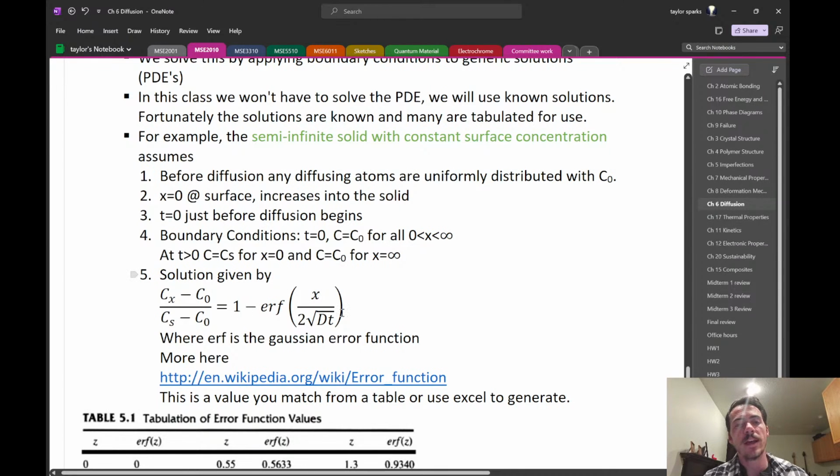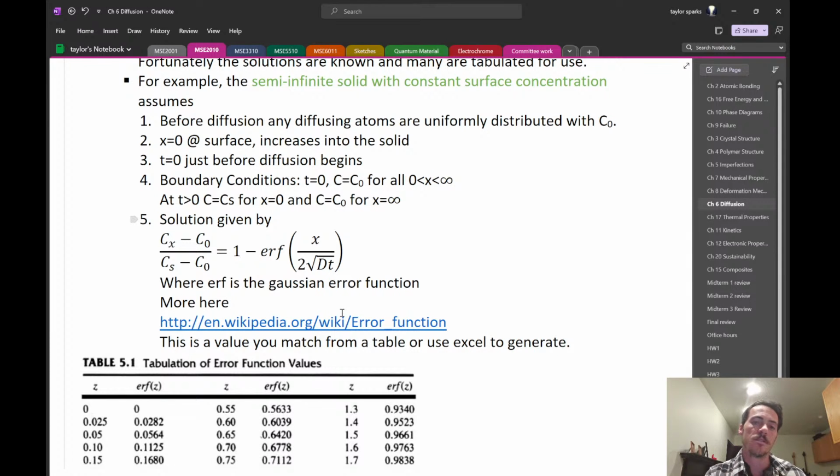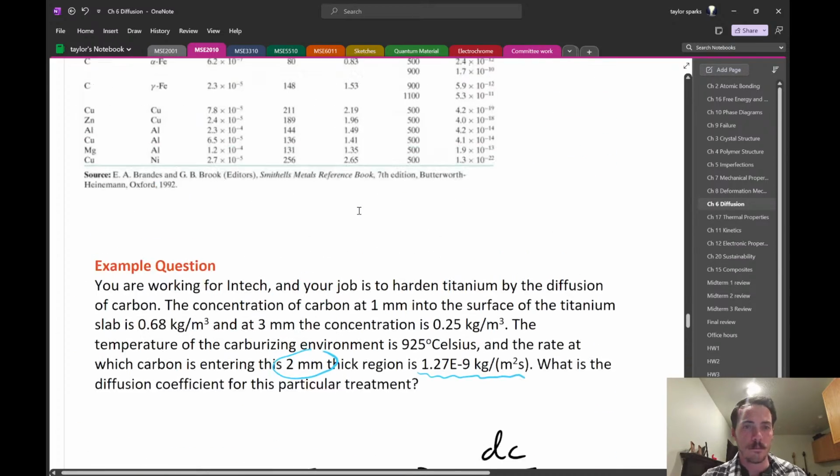That is all equal to the right-hand side of this equation, 1 minus the error function of x over 2 times the square root of Dt. x is going to be your distance from the boundary that was defined here. x is a positive number going into the surface where diffusion is happening. And then D is your diffusion coefficient, t is your time. We learned about the diffusion coefficient previously.